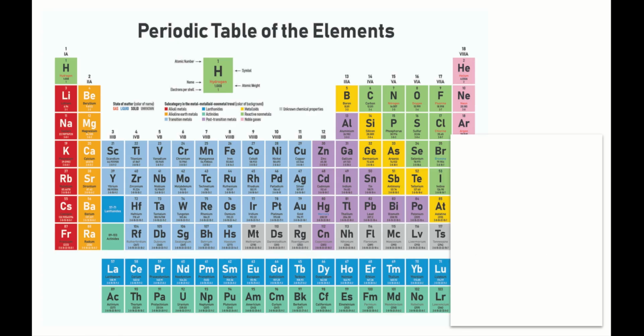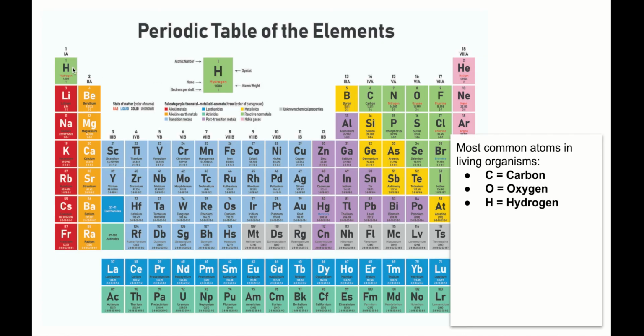So there are some atoms that you're going to need to be familiar with this year, and they are the atoms that are most common in living organisms. There's 5 types of atoms, 5 elements that are most commonly found in living organisms, and they are carbon, C stands for carbon, oxygen, O stands for oxygen, hydrogen, H stands for hydrogen, N stands for nitrogen, and P stands for phosphorus.